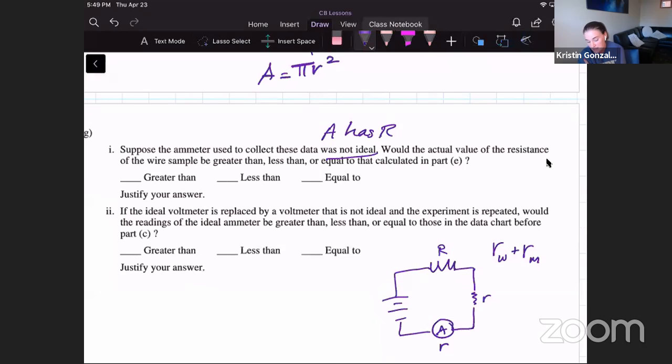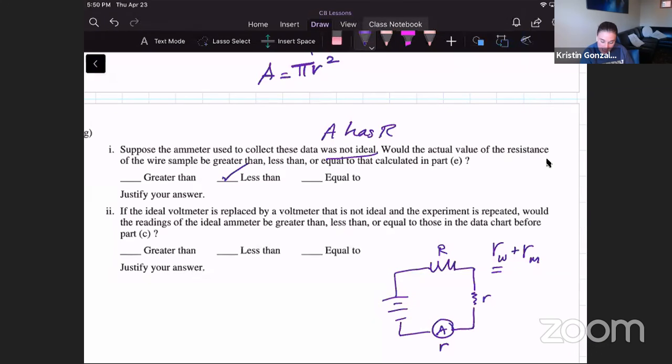Okay, so what does that mean the actual resistance of my wire was? Well, it's got to be less than what we just calculated, because we were taking all of that resistance as being from the wire, but some of it is actually coming from the meter, so the resistance of my wire has got to be a little bit less.